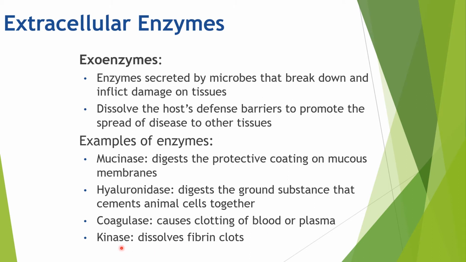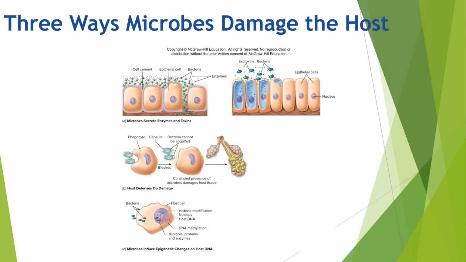Some bacteria do the opposite. Instead of clotting your blood, they release an enzyme called kinase. What kinase does is it basically breaks down the clots. Why would they want to break down the clots? Well, because again, they want to be able to spread faster. So some of them do clot your blood, some of them do the opposite, so that they can spread faster. So these are some examples of exoenzymes.